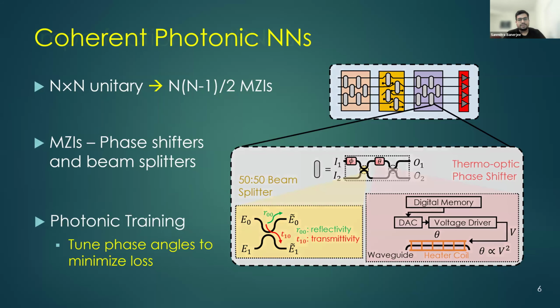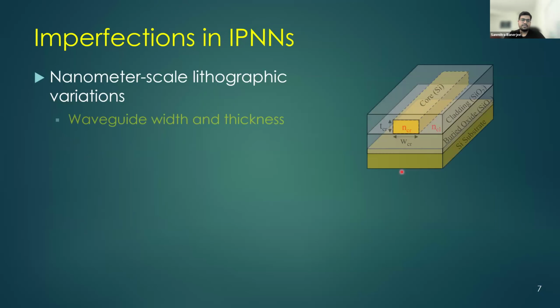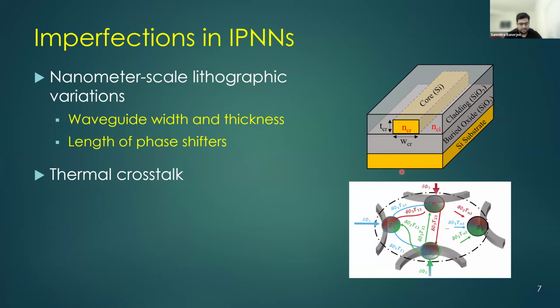Now there can be several imperfections. So there can be nanometer scale lithographic variations. For example, the waveguide width and thickness might change. The length of the phase shifters might change. There might be thermal crosstalks if you have multiple MCIs close to each other.